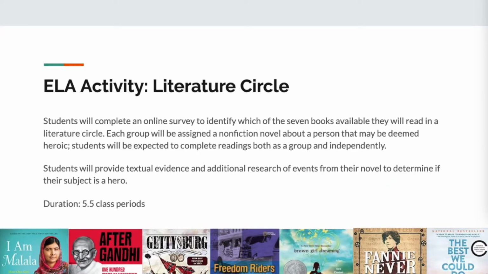A second activity will be a literature circle. So students will go online and complete a survey to identify which of the 7 books that they will read in a literature circle. This way they aren't trying to just be with a friend, and they'll hopefully be reading something that they're actually interested in.